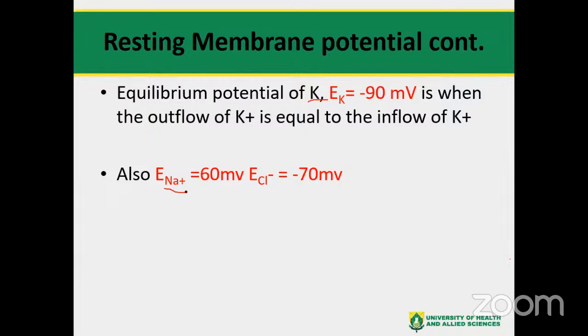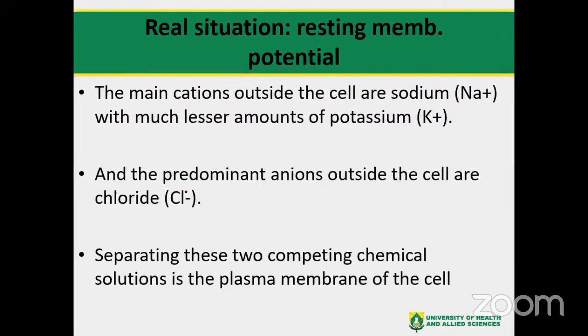So the equilibrium potential for sodium, we say, is plus 60 millivolts, and that of chloride ion is minus 70 millivolts. But like I said, we're going to be using potassium and sodium more in this explanation. So what is the real state of the resting membrane potential, or what are the factors that bring about the resting membrane potential? That is our main thing.